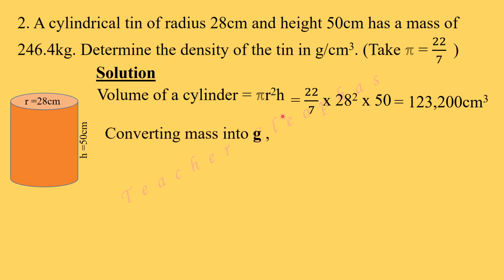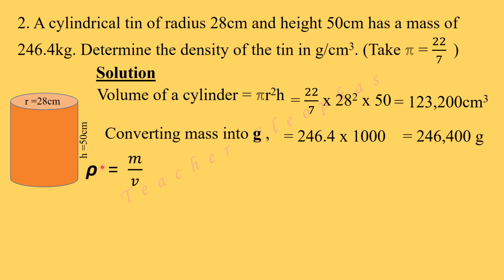Now, we need to convert this mass into grams. So, how do we convert the mass into grams? To convert kilograms into grams, we simply multiply by 1,000, and this will give us 246,400 grams. Now it is very simple because we get back to our formula, which is density equals mass over volume, and we already have our mass and our volume. So we substitute in this formula.